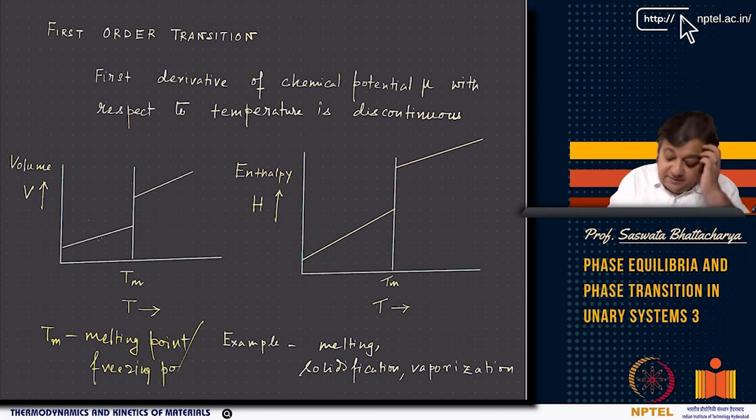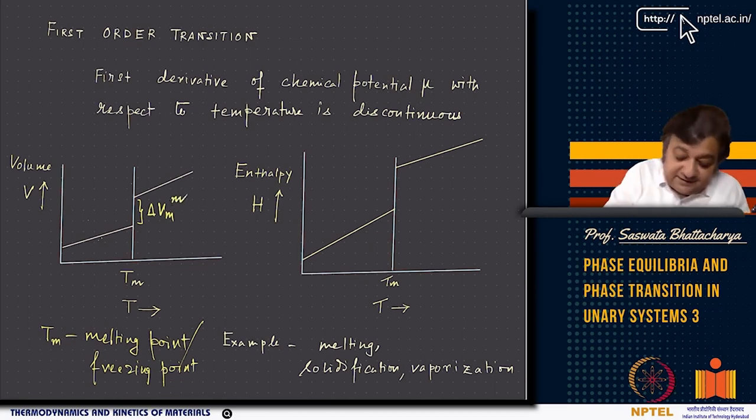Now, if you see, this is your molar volume before transformation. This is the alpha phase and this is your beta phase. And at this transformation, there is a delta Vm which is non-zero. This is delta Vm of transformation, or delta Vm melting.